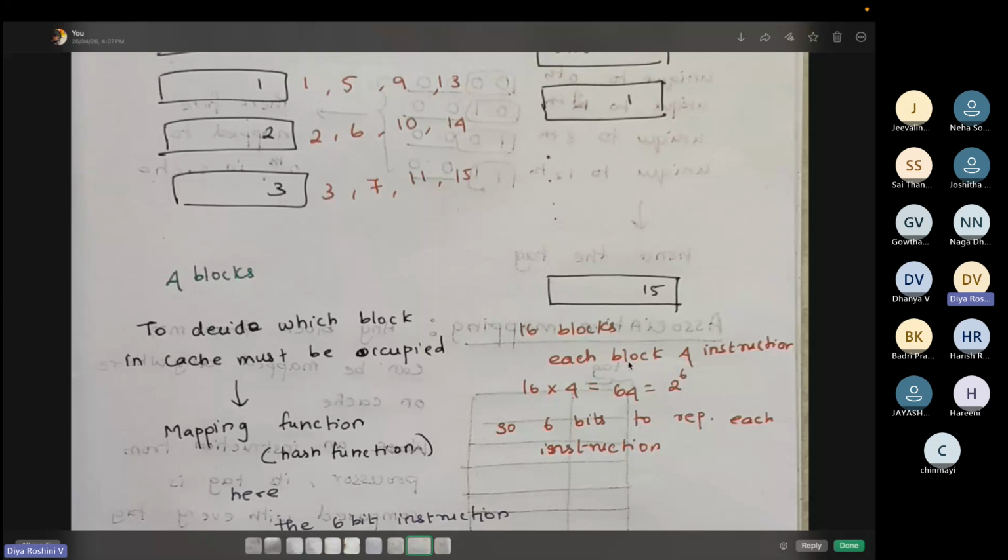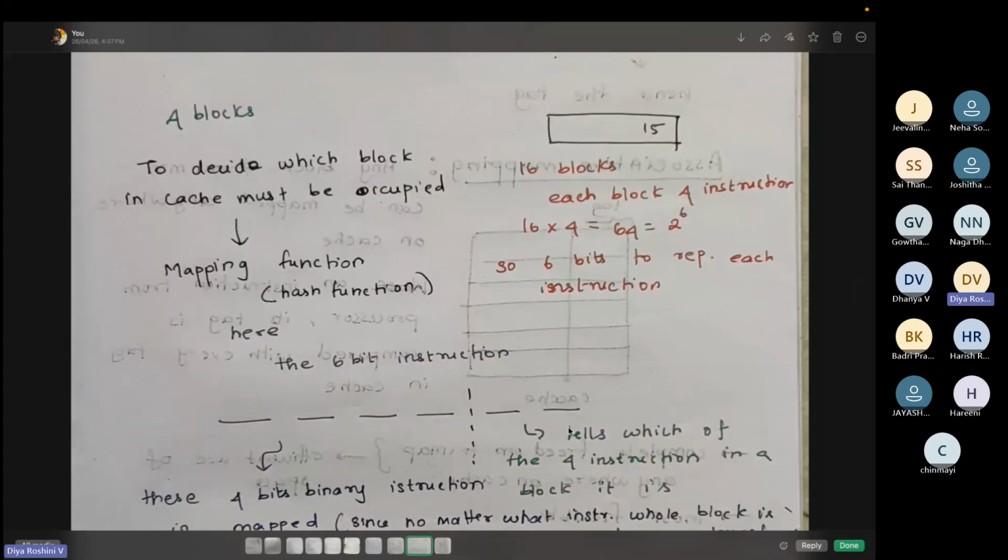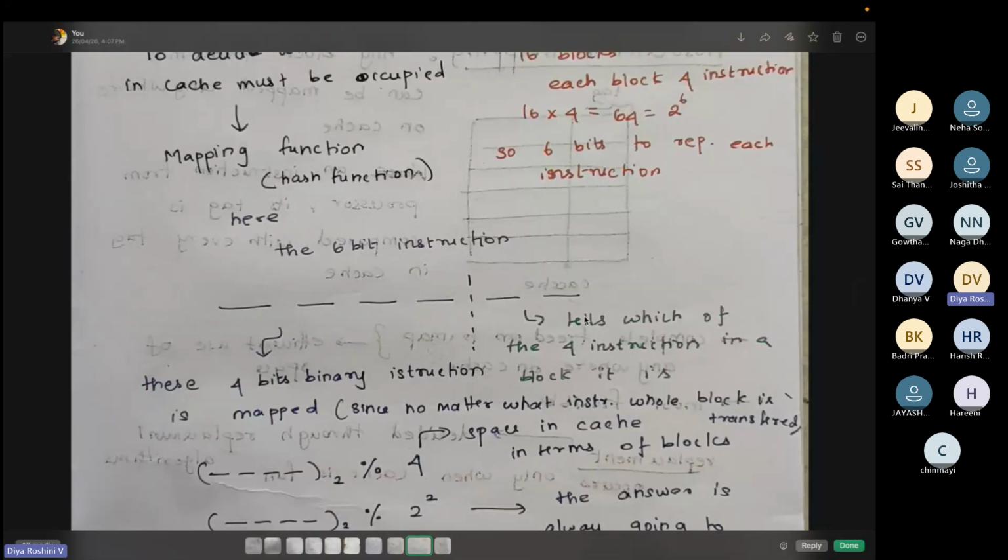Now here my total instructions is 64 in my main memory. So it's going to become 2 power 6. That's the total number of words in my main memory, and each address is going to be 6 bits. So that is why I get 6 bits here. I hope this is clear.